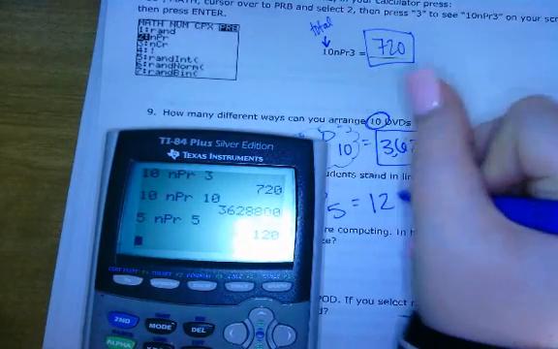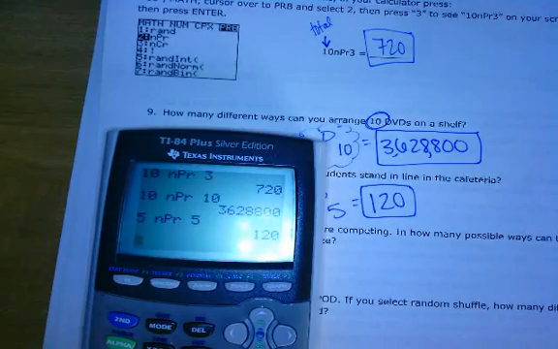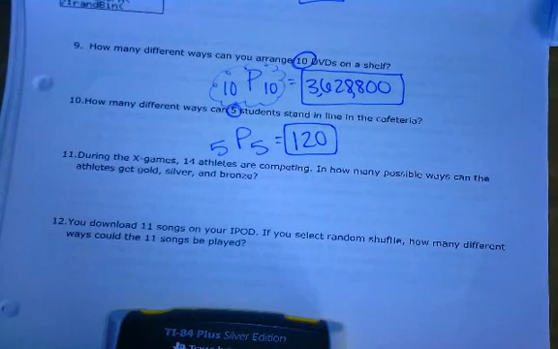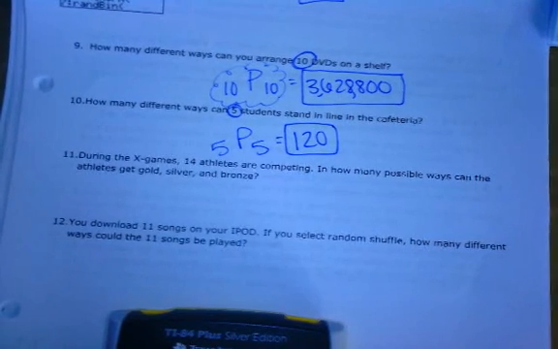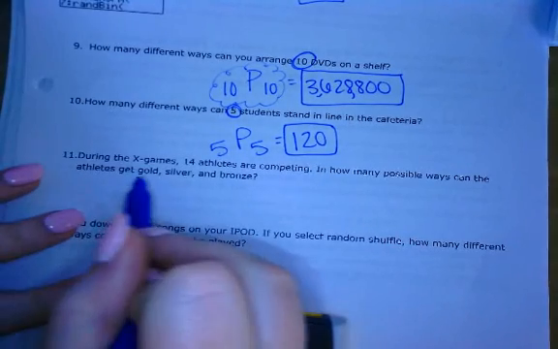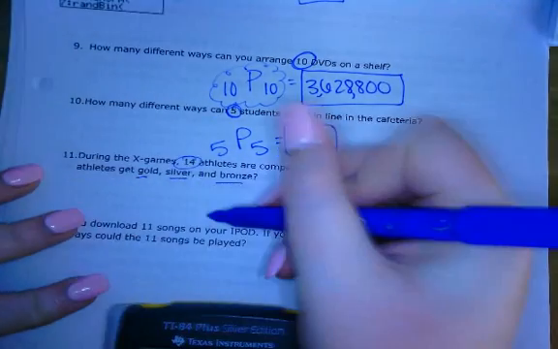During the X Games, 14 athletes are competing. In how many possible ways can the athletes get gold, silver, and bronze? So we have a total of 14. P, and then what number should I put next? 3, because we have 3 medals.